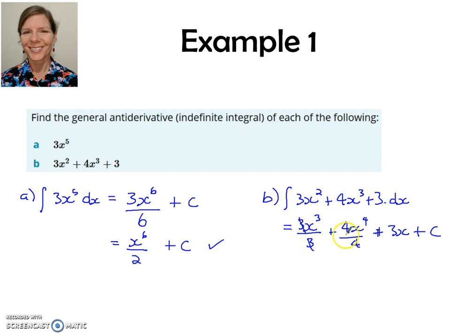Okay, these cancel. So you just get x cubed plus x to the power of 4 plus 3x plus c. So pretty straightforward, nothing too complicated there. Especially if you just do it one term at a time, make sure you divide by your increased power, simplify if necessary. Don't forget plus c.